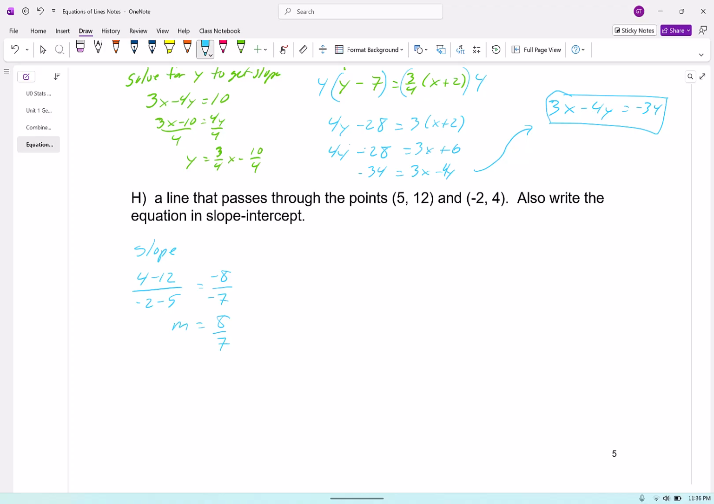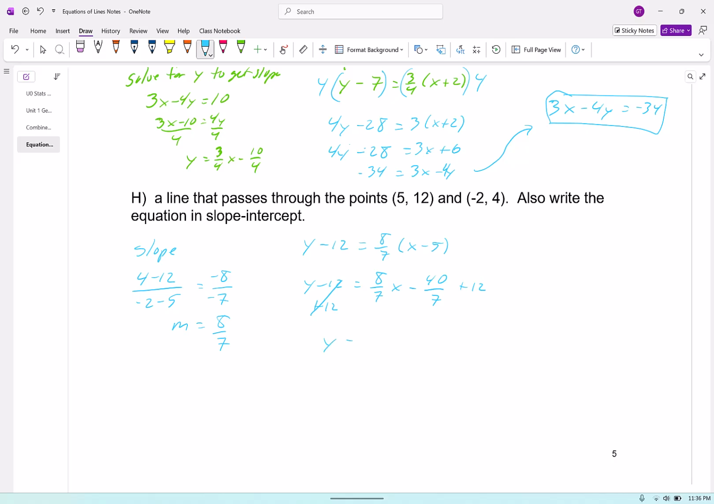So that is my slope. All right, now I could just take any one of those points. It does not matter. We'll use the first one. So y minus 12 equals 8/7 (x minus 5). Okay, so that is the point slope version of it, but it's asking for slope intercept form. All I have to do is distribute this out. I get y minus 12 equals 8/7 x minus, okay, I have to multiply this out, 40/7. Add 12 to both sides.